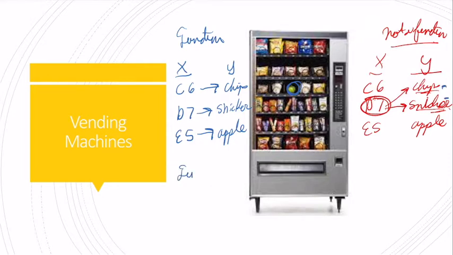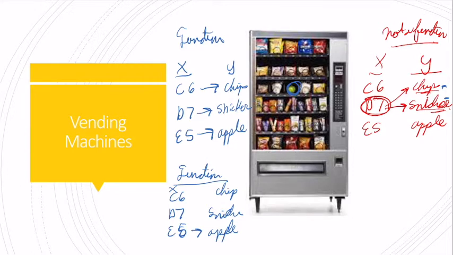Let's look at the last example of a function. My vending machine would still function if I had two buttons, C6 and D7, and E5 goes to an apple. My vending machine would still work if I had C6 go to chips and D7 go to chips, right? Here, each x still just has one y value, but this y value can stand for two x's. But this vending machine would work. Maybe chips are really popular, and we want to put lots of chips in our vending machine. So these are the two examples of functions, and this is an example of a non-function.